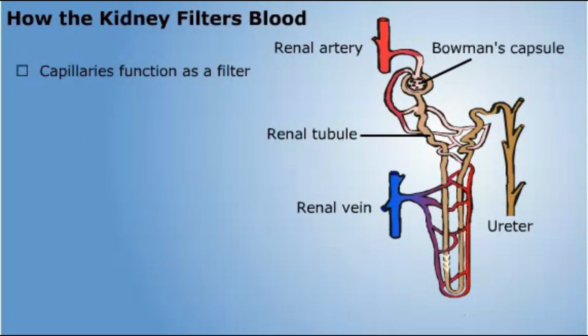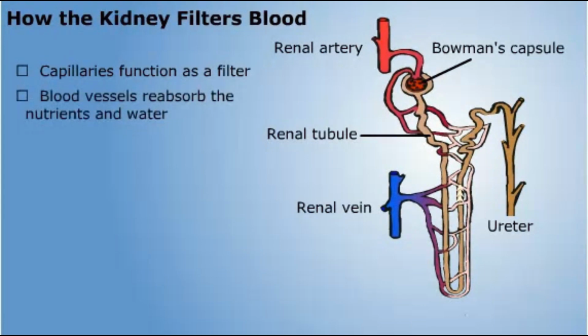In addition to water, the filtrate that enters the tubule contains many useful small ions, like sodium, and small molecules such as glucose and vitamins. If this non-selective filtering process ended here, we'd risk losing these important nutrients. However, the blood vessels that twist around the tubule reabsorb the nutrients and water, leaving the residue as urine in the collecting duct.